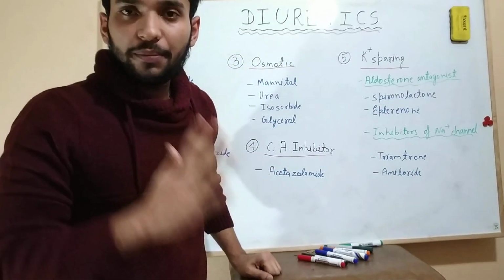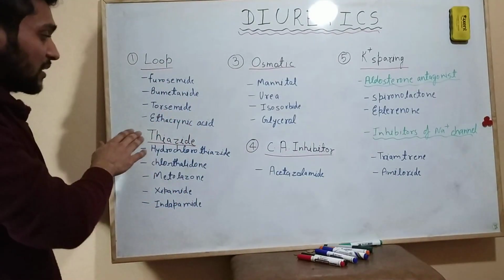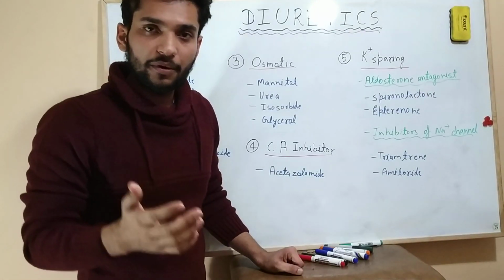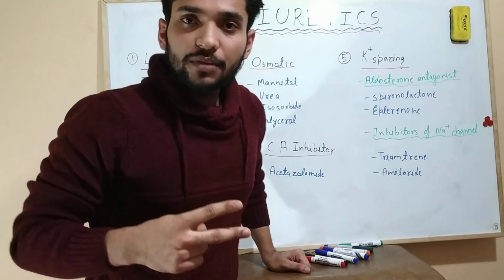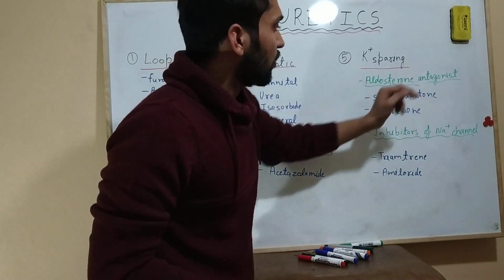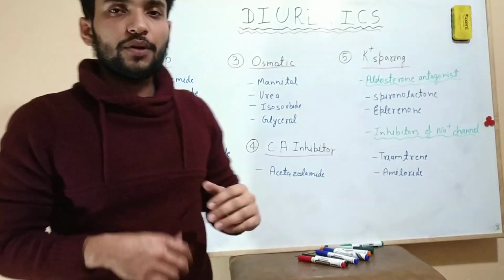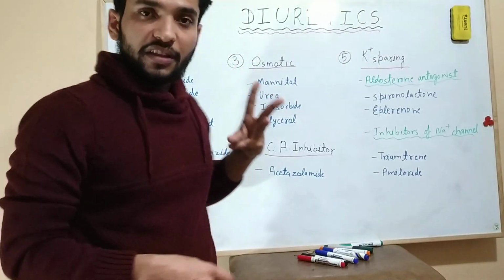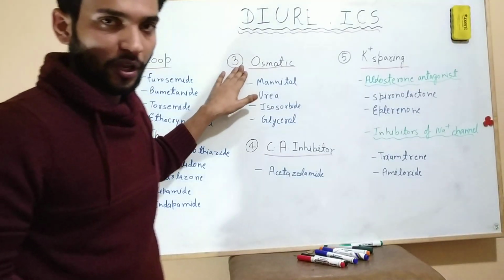Mainly we have 5 types of diuretics. The first one is loop diuretic, the second one is thiazide diuretic, then osmotic diuretics, and carbonic anhydrase inhibitor. The fifth is potassium sparing, and in the potassium sparing there are mainly two types: aldosterone antagonist and inhibitors of sodium channel. So these are 5 types of diuretics. In this video I'm going to talk mainly about 3 diuretics: loop, thiazide, and osmotic.